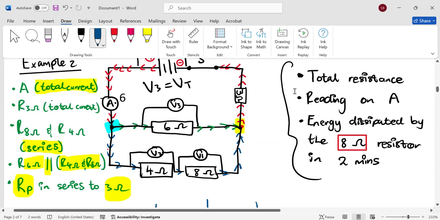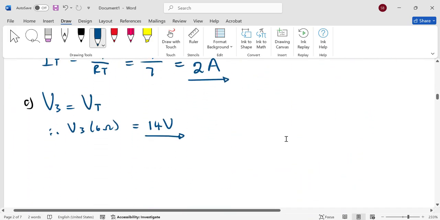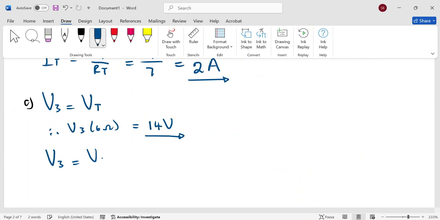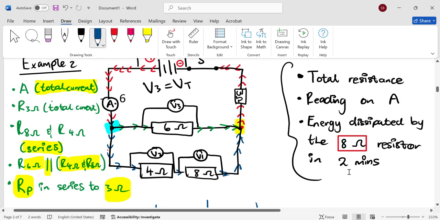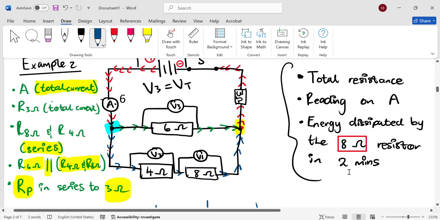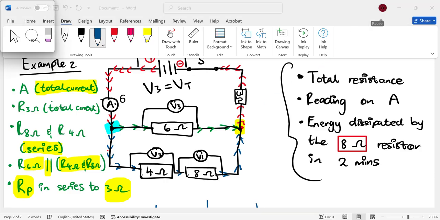And then V3 is V1 plus V2. Do we have V2? Hmm, no, we do not have V2. Do we have the current through that particular division? No. Okay, so I just realized something here.